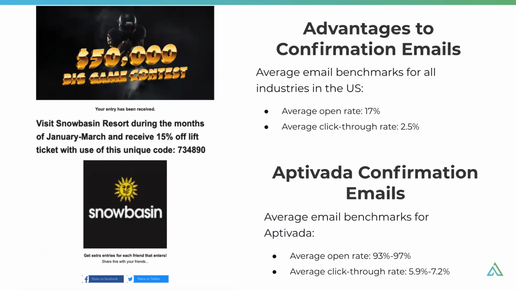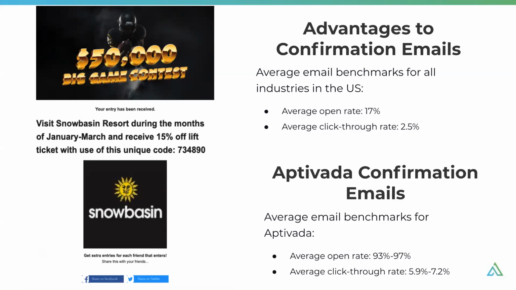The average email benchmark for all industries in the US, average open rate's around 17%. When I send out newsletters on behalf of Aptivada, I'm around 15 to 20%. So let's bump those numbers up. I'm in charge of sending out the newsletters, so be sure to open those if you get them, so we can bump up that average open rate.